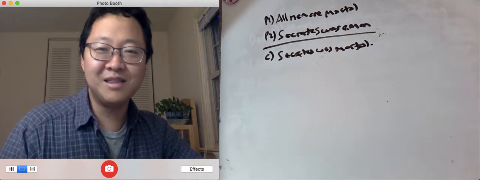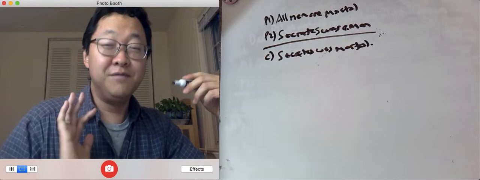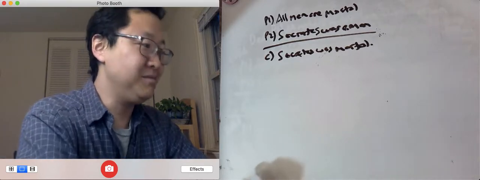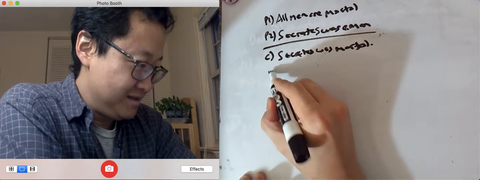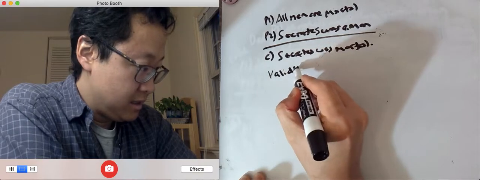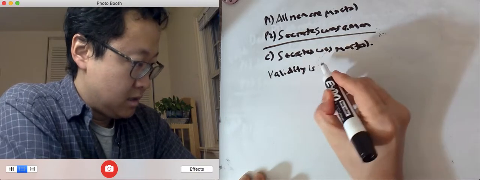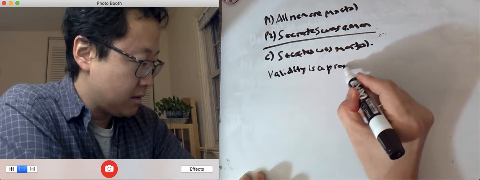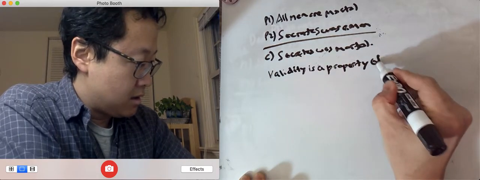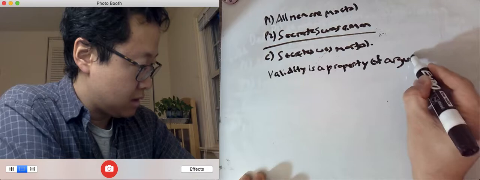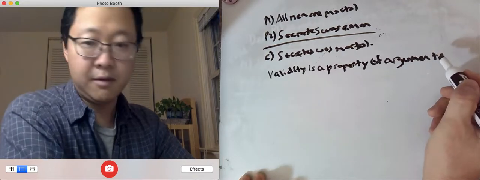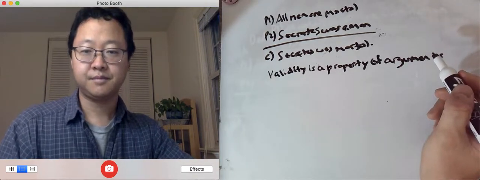And so one thing I want to draw from this is validity is a property of arguments. Okay. Validity is a property of arguments.